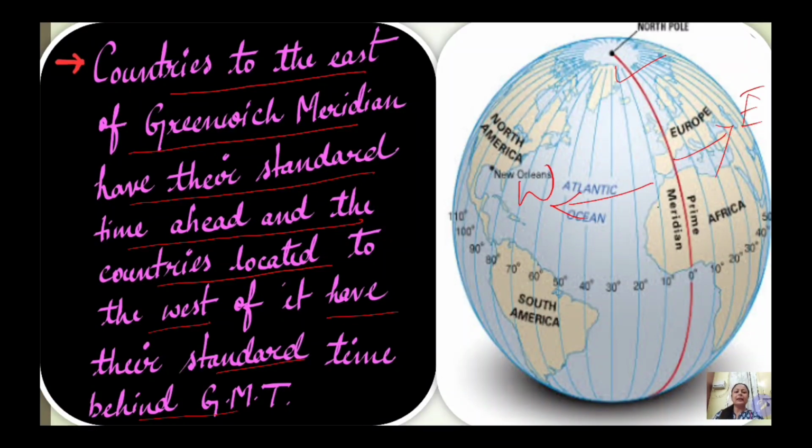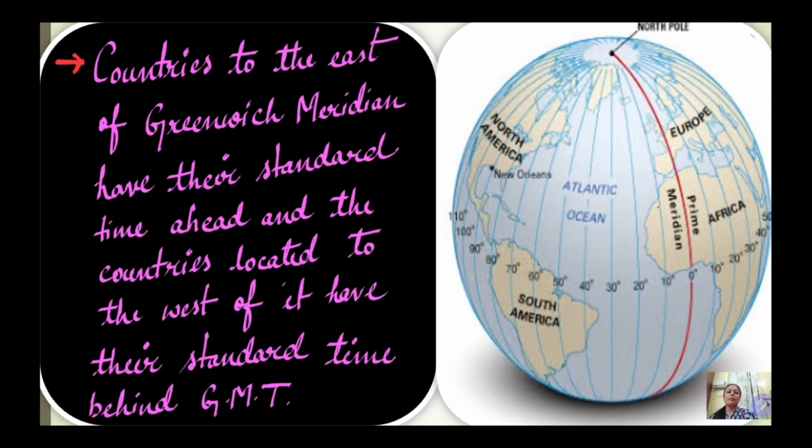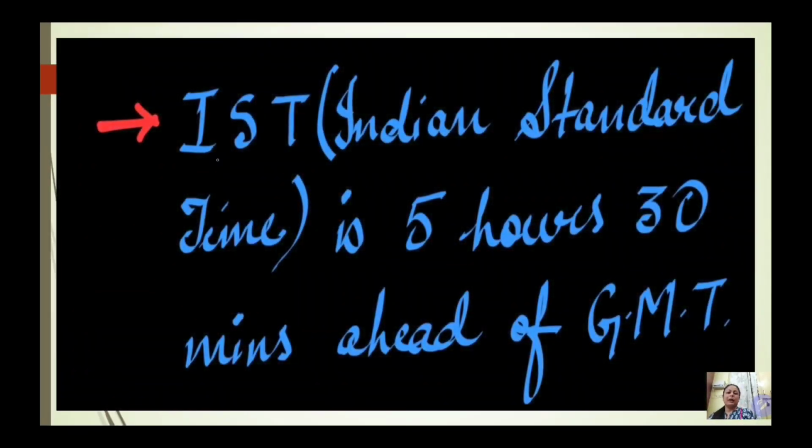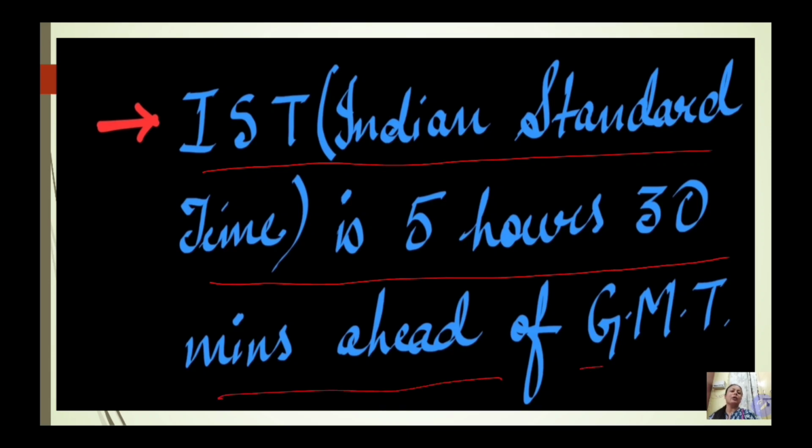You know that India is to the east of the prime meridian? So it is 5 hours and 30 minutes ahead of GMT. So IST, that is Indian Standard Time, is 5 hours and 30 minutes ahead of GMT. We are ahead of GMT because Greenwich Mean Time, that is the Greenwich meridian, the prime meridian, is to the west. So they are behind, and India's standard time is much ahead, 5 hours and 30 minutes ahead.